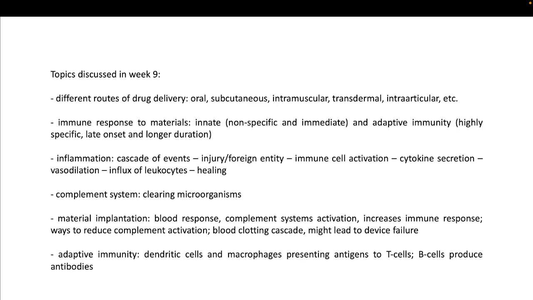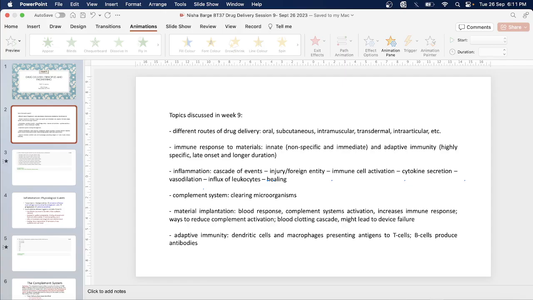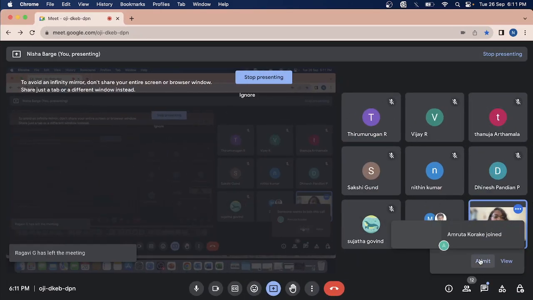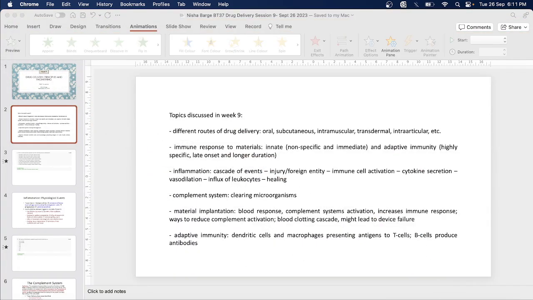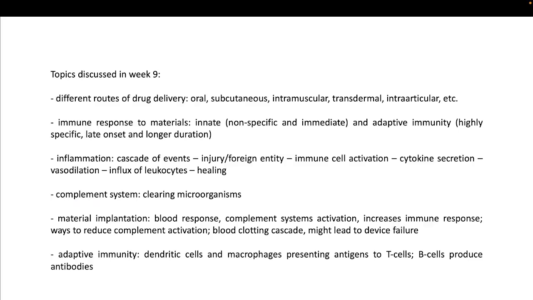Does anybody have doubts in these concepts or in the lectures which you must have attended? If not, then I'll proceed with the assignment questions. Anybody has any doubt? Okay, I don't see any. Am I audible? You guys can hear me, right? Yes, ma'am. Okay, sure. So we'll move on to the assignment then.